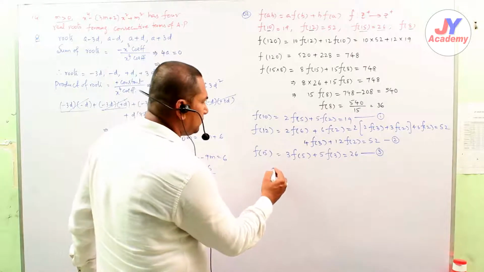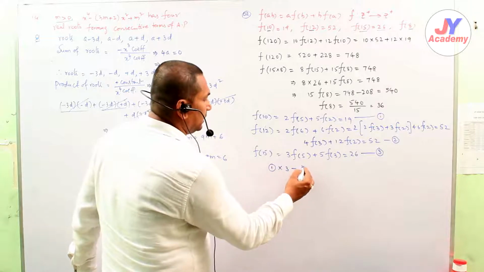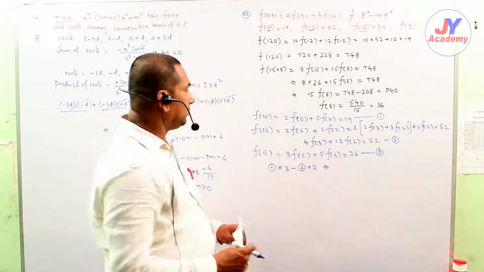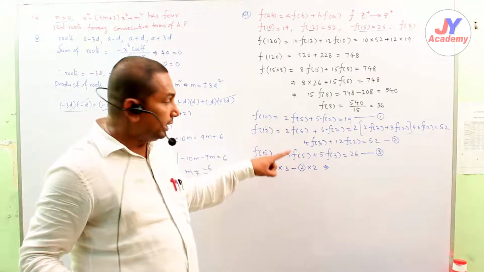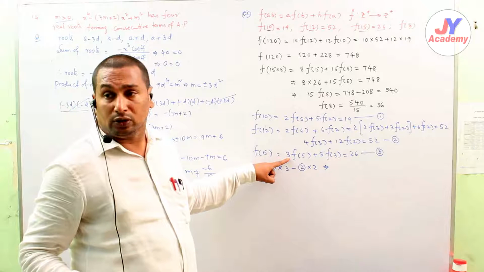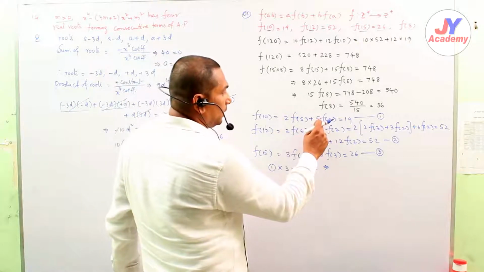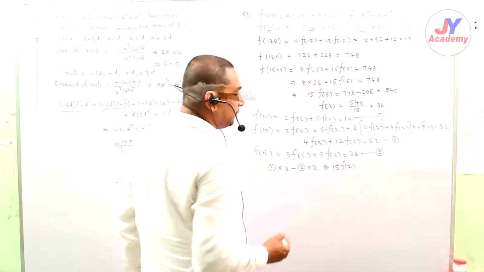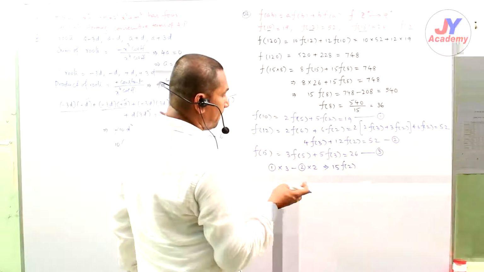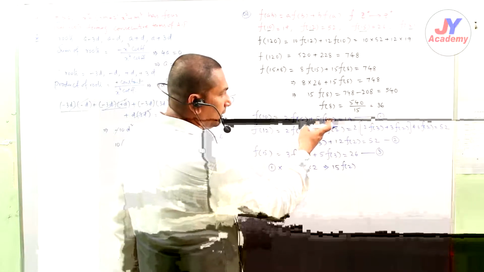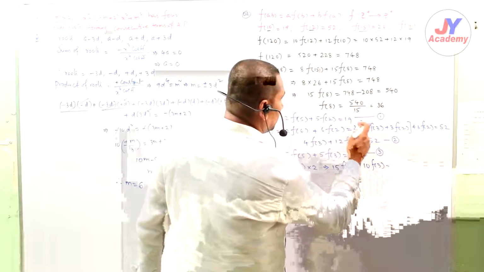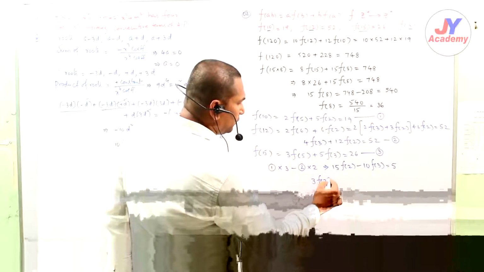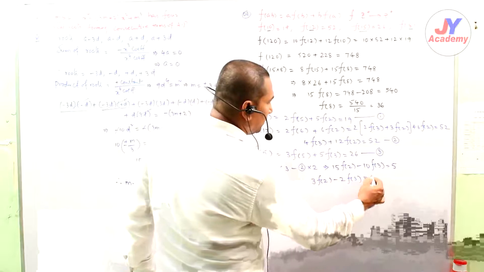So that first equation into 3 minus second equation into 2. Then what we will get here, 6f of 5 minus 6f of 5, because it is 3 into 2, 2 into 3, 3 into 2. So these two get cancelled. Then what remains here? 15f of 2 into 3 into 2, minus 10f of 3 is equal to 57 minus 52, 5. So it is 3f of 2 minus 2f of 3 is equal to 1.